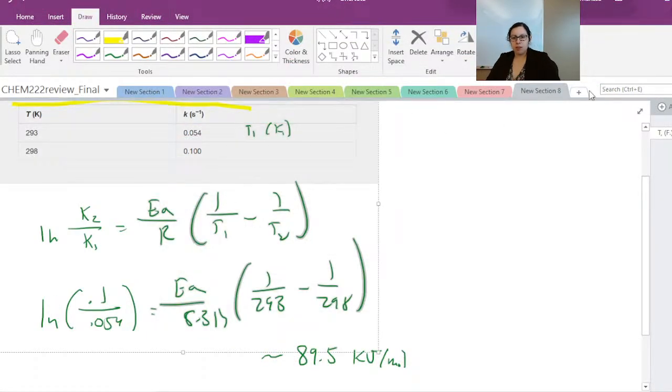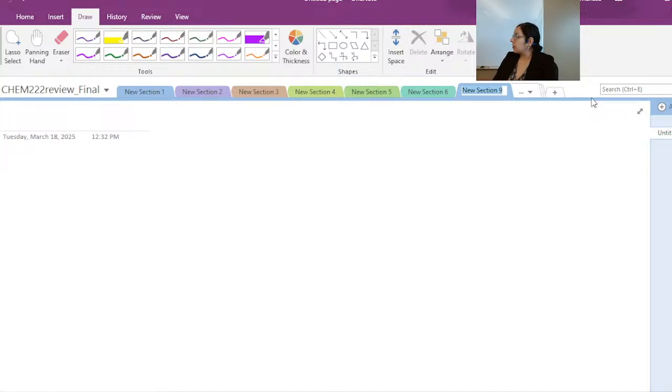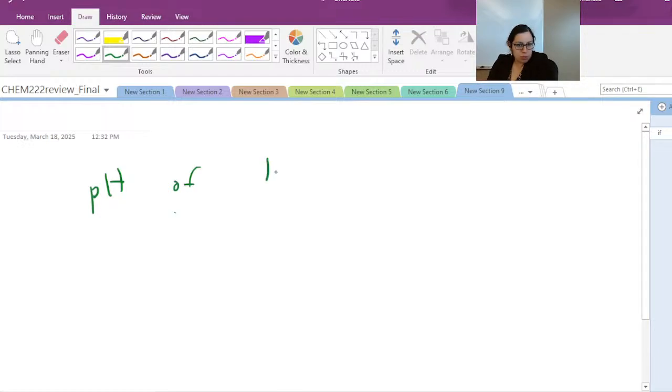Maybe let's do this easy one. Quick sanity check here. So what's the pH of 1.11 times 10 to the negative 6 molarity of NaOH?